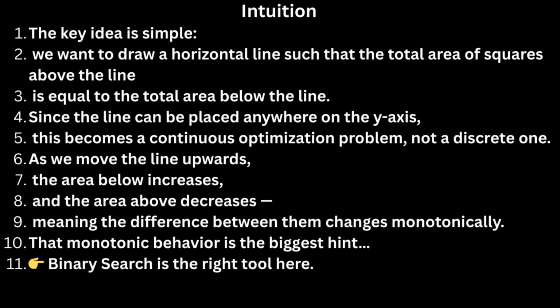Intuition. The key idea is simple. We want to draw a horizontal line such that the total area of squares above the line is equal to the total area below the line. Since the line can be placed anywhere on the y-axis, this becomes a continuous optimization problem, not a discrete one. As we move the line upwards, the area below increases and the area above decreases, meaning the difference between them changes monotonically. That monotonic behavior is the biggest hint. Binary search is the right tool here.